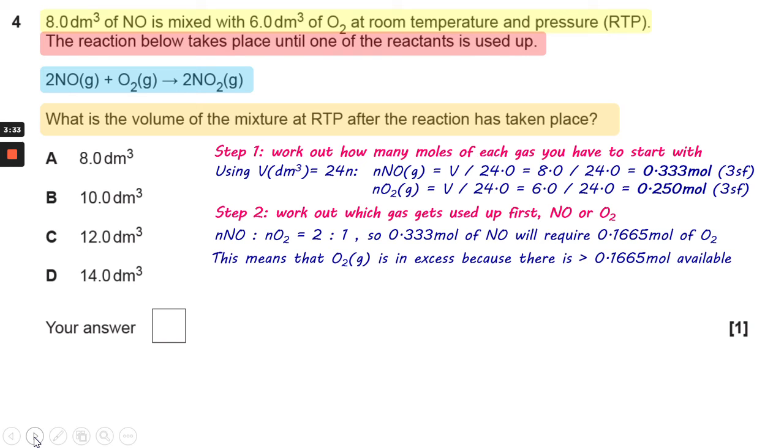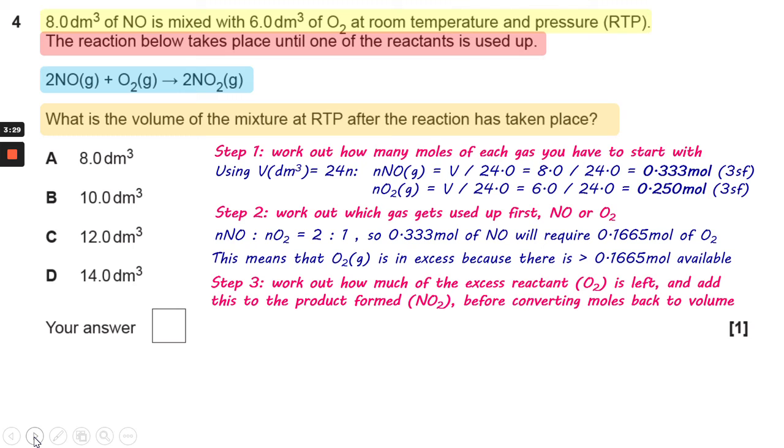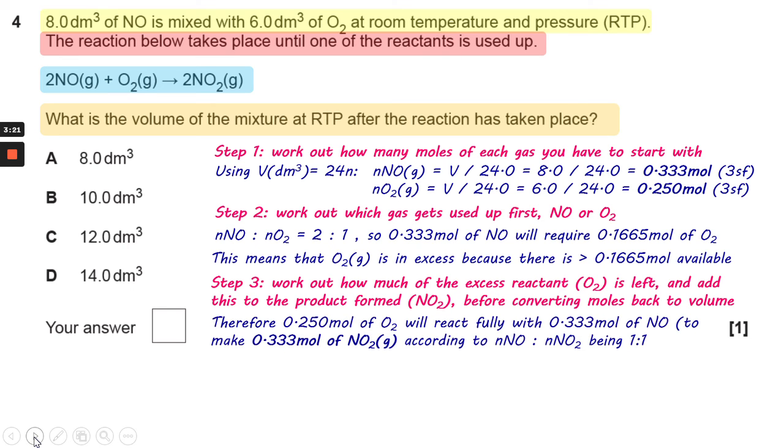So then they want the volume of the mixture at room temperature and pressure after the reaction has taken place. So you need to work out how much of the excess reactant is left and add this to the product formed before converting the total moles back to volume. So 0.333 moles of NO will react fully to make 0.333 moles of NO2, according to the nitrogen monoxide to nitrogen dioxide mole ratio being 1 to 1.